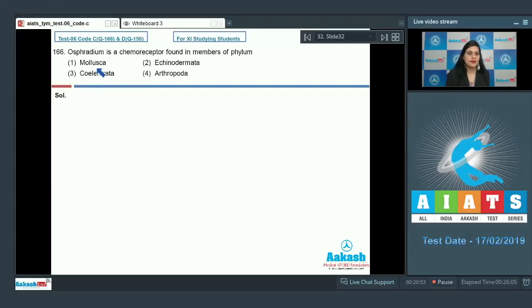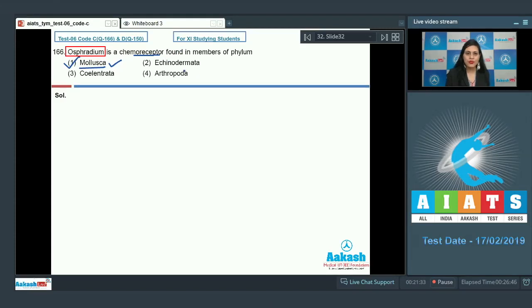Question number 166. Ostracium is a chemoreceptor found in members of phylum: Mollusca, Echinodermata, Coelenterata, and Arthropoda. As it is a direct question, the correct answer is option number 1, Mollusca. Ostracium is characteristically present in mollusks and acts as a chemoreceptor.